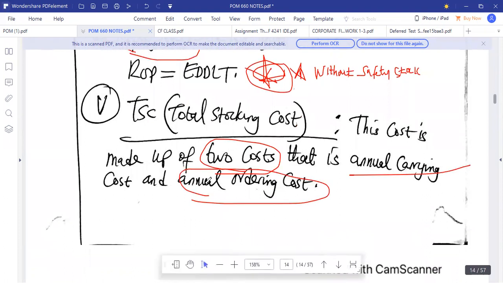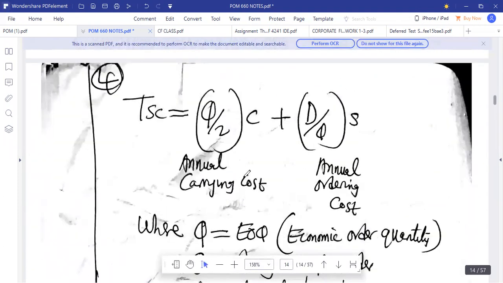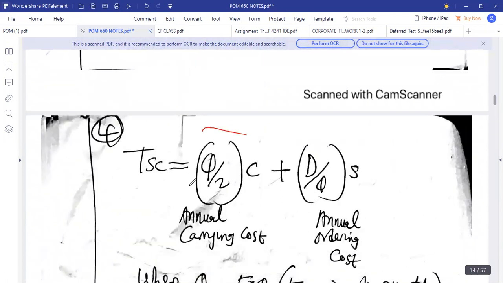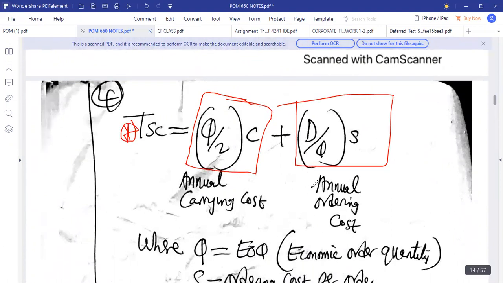When doing stock taking, you're supposed to look at how many units you have ordered and how many units you brought down from the previous year. So as we're doing stock taking, you have annual carrying cost, which is this one, and then this one is annual ordering cost. So on stock taking, this is what goes on.